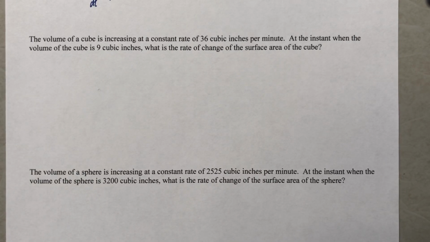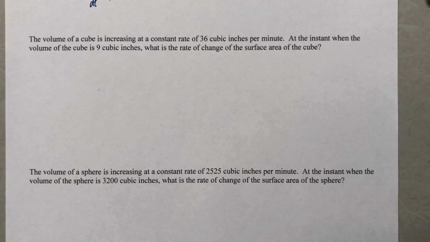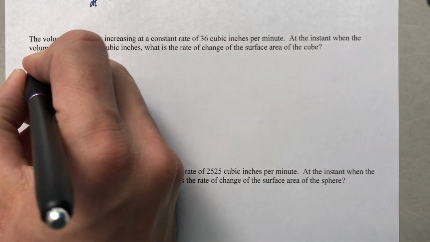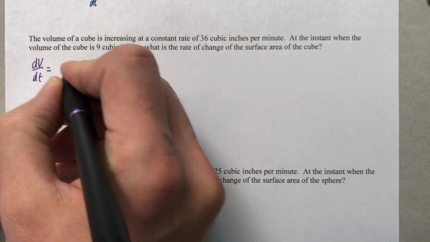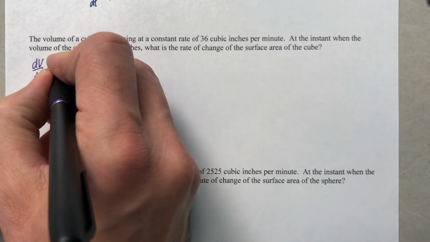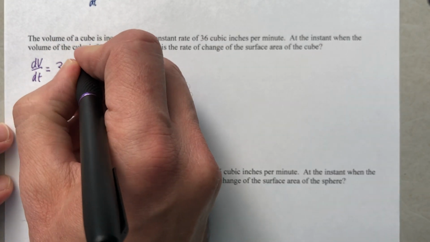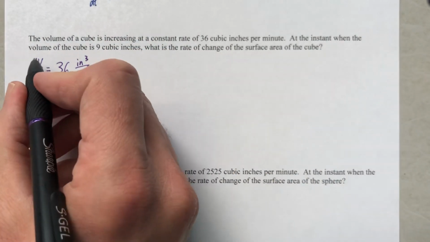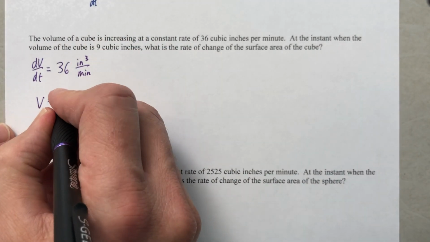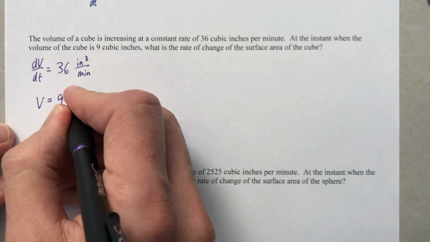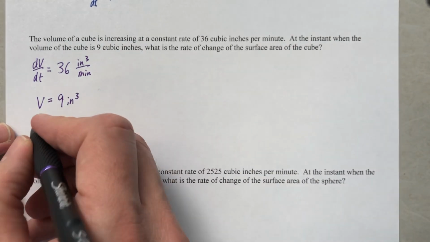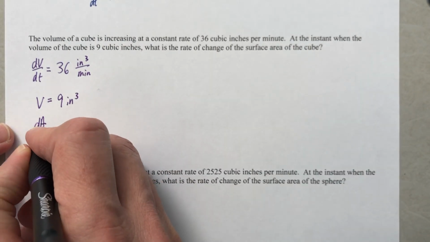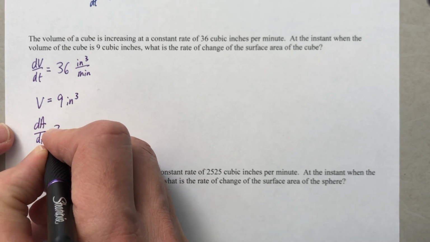The volume of a cube is increasing at a constant rate of 36 cubic inches per minute. Let's just start writing. The volume of a cube is increasing, so it's going to be positive 36 cubic inches per minute. At the instant when the volume of the cube is 9 cubic inches, what is the rate of change of the surface area of the cube?